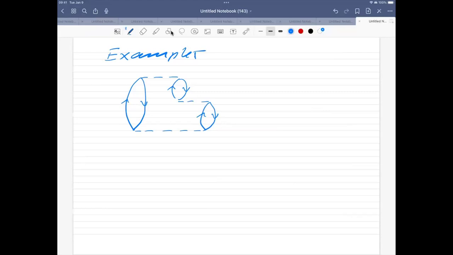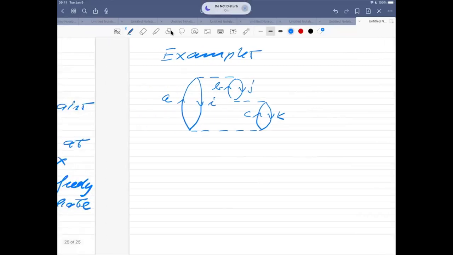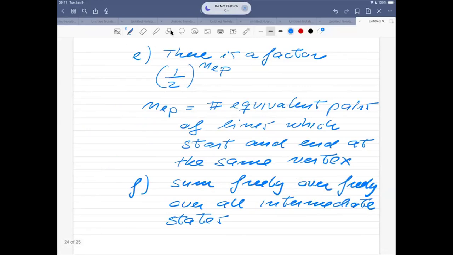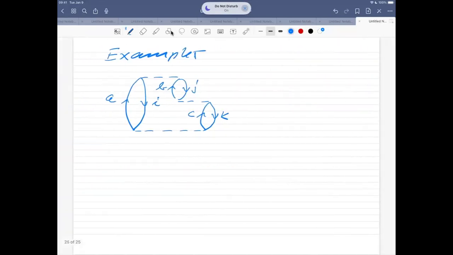So the first thing we do now is to put labels. So we have a label A for the particle states, B and C here. We have a label I here, we have a label J, and a label K. Now, if we go back to the rules, we are going to sum freely over all the intermediate states. So that means that there is going to be a sum over A, B, C, and I, J, K.